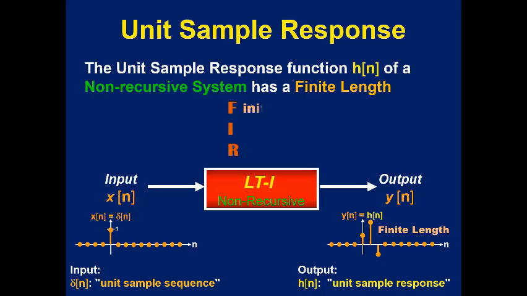Therefore, we called these non-recursive systems FIR, finite impulse response systems, because they had this characteristic that the h of n did go to 0 after some finite number of non-zero samples. And every non-recursive system has that behavior.